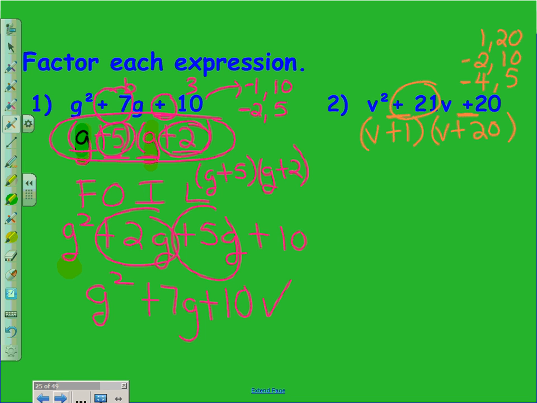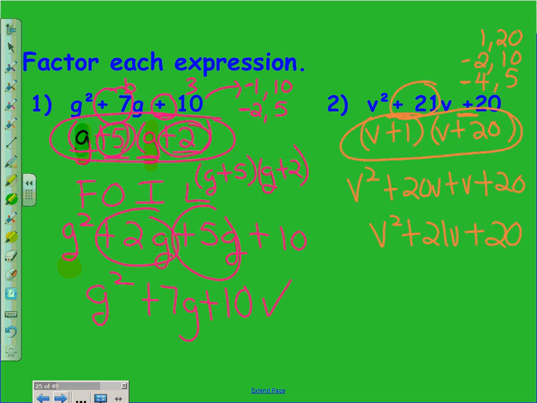So if I was foiling this back out, it would be v squared plus v, 20v, plus v plus 20. And of course, that works out. So it is important for you to consider the signs as well, all kind of at the same time. Here is our final answer. That was just our check.